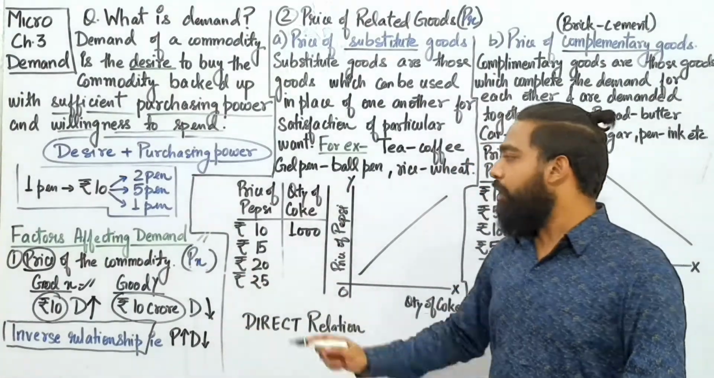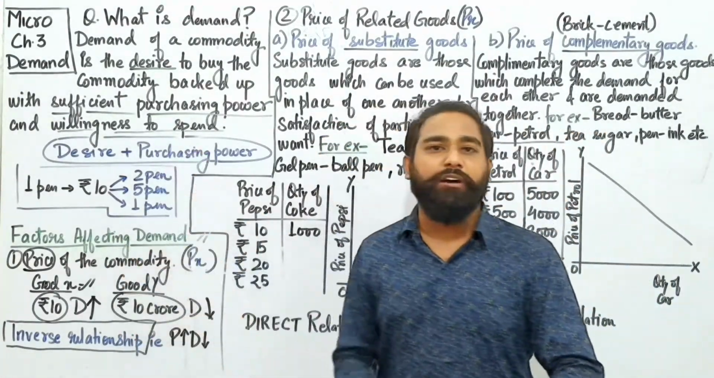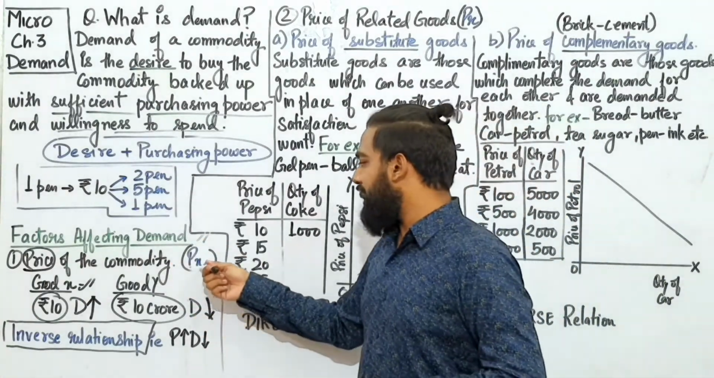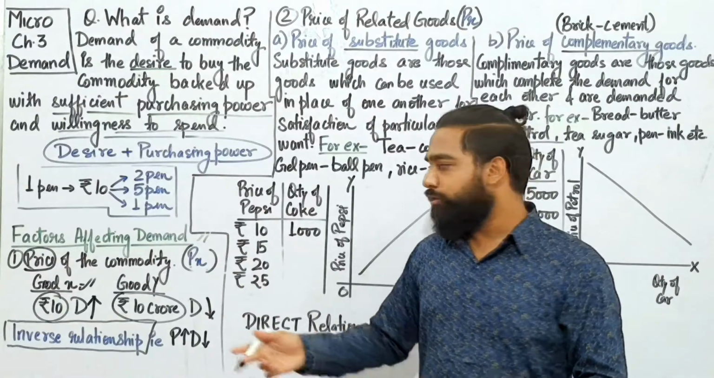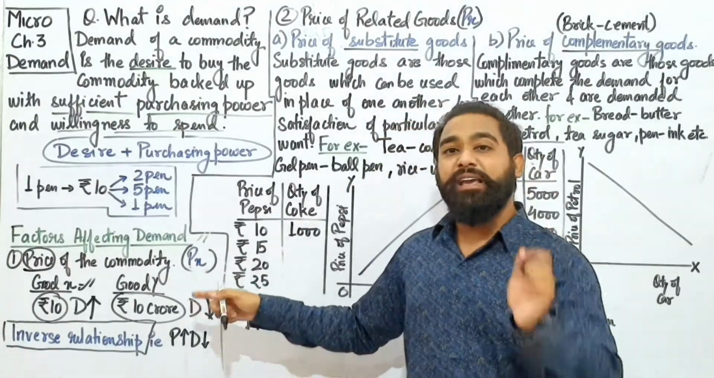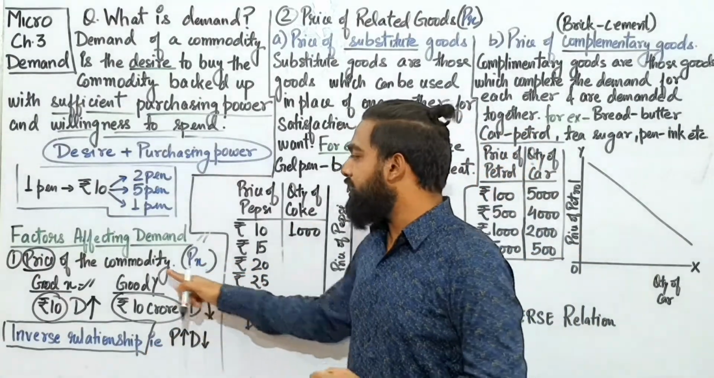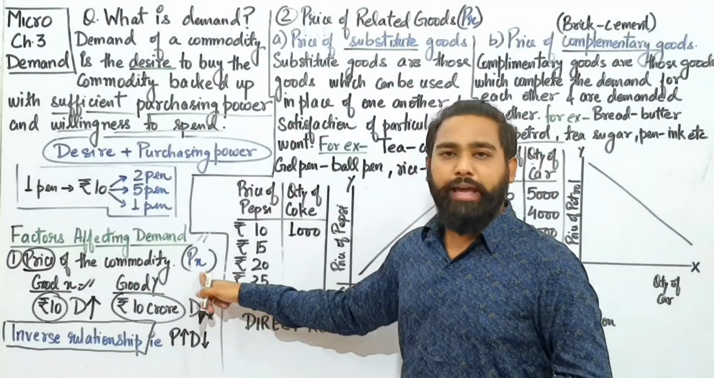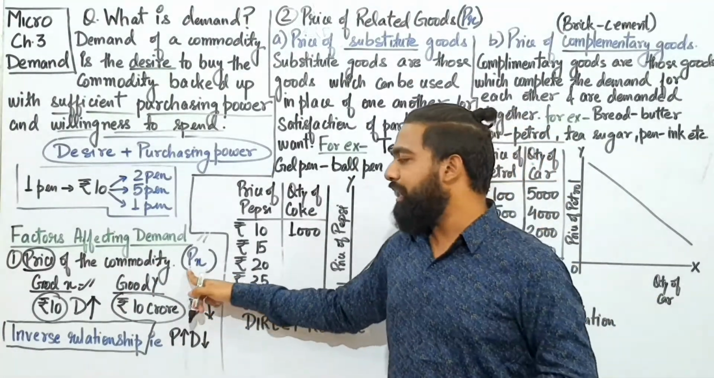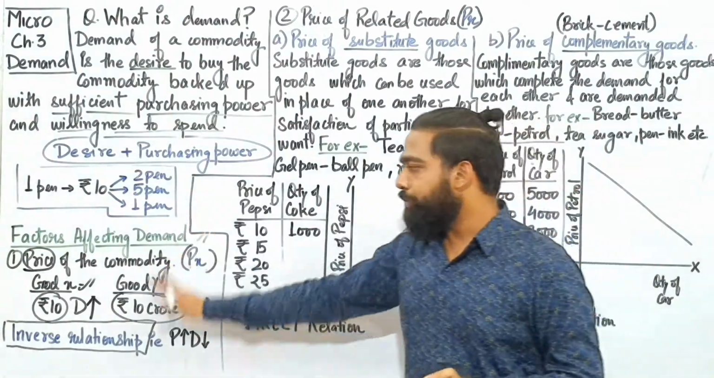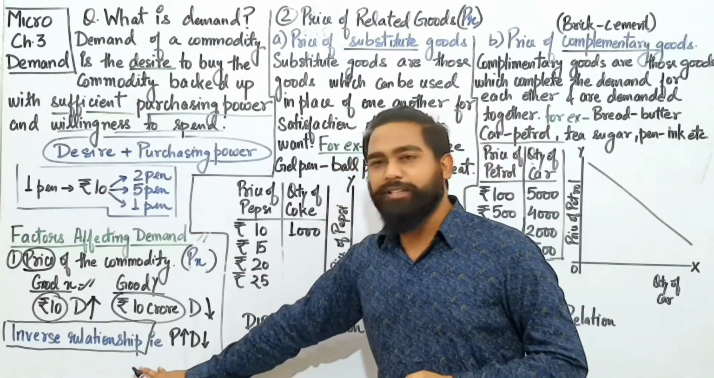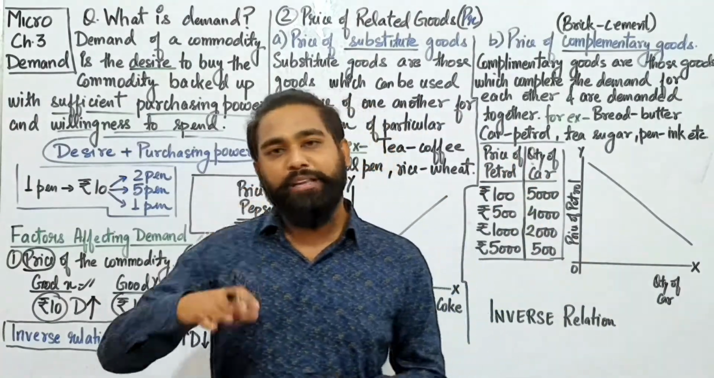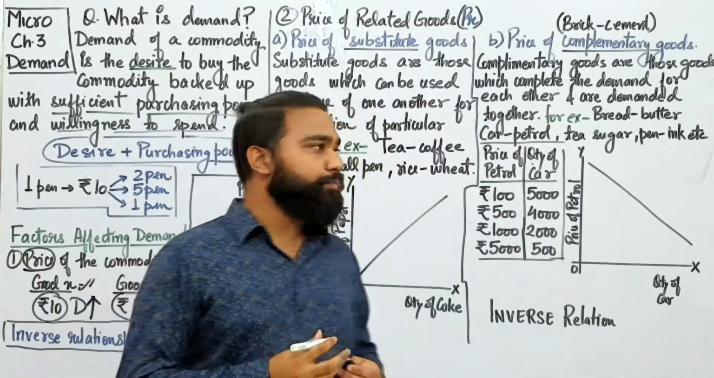So I think you all have understood the first factor which affects the demand, which is the price of a commodity. That commodity I have taken as price of good X. Its symbol is P and small x. It determines the price of a commodity. Suppose good X, then the X denotes that good and P denotes that price. I hope you have understood. There is an inverse relationship. That is, if price is more, then demand is less, and if price is less, demand will be more.